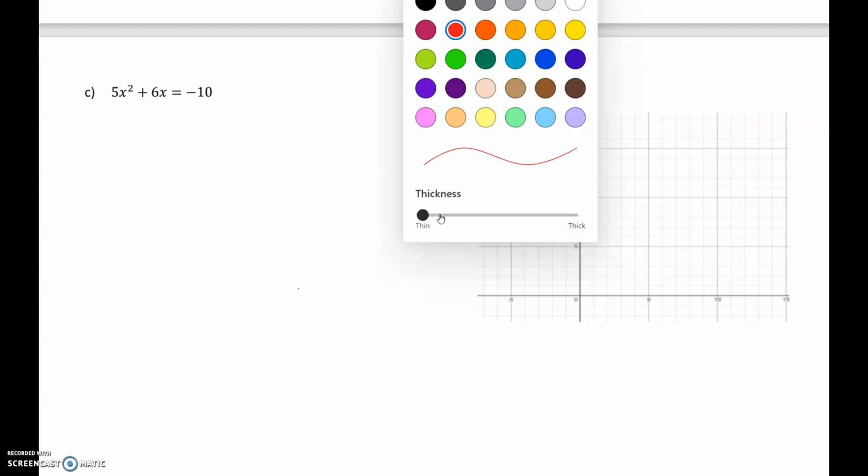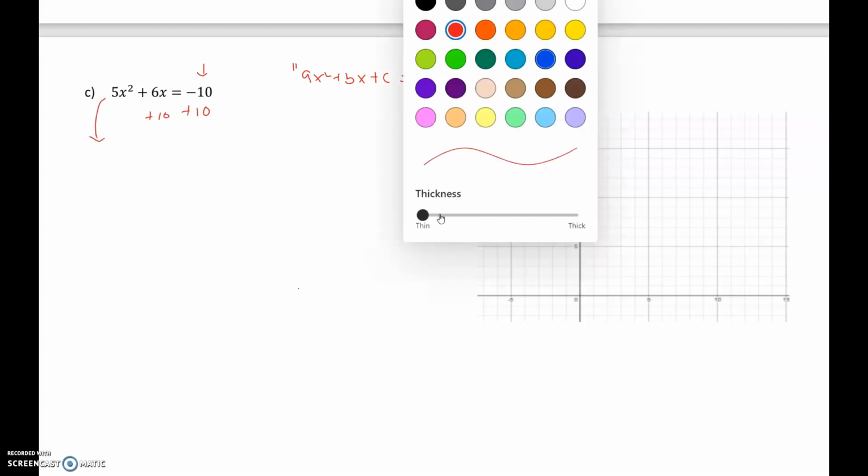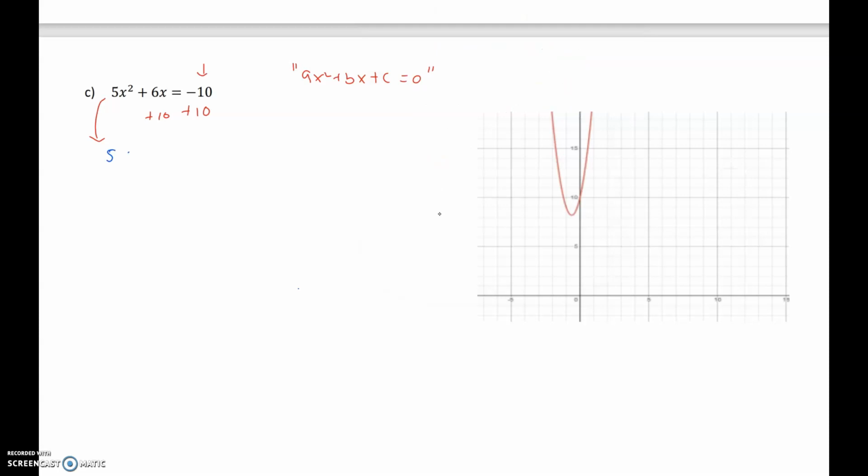So let me actually start by solving by using the quadratic formula. And the first step is we need to get it to 0. The quadratic formula only works if you have the equation as ax squared plus bx plus c equaling 0. In this case, that is not satisfied here since it's equal to -10. To set it equal to 0, we'll just be adding the 10 to both sides of the equation, which is going to give us 5x squared plus 6x plus 10 equal to 0.